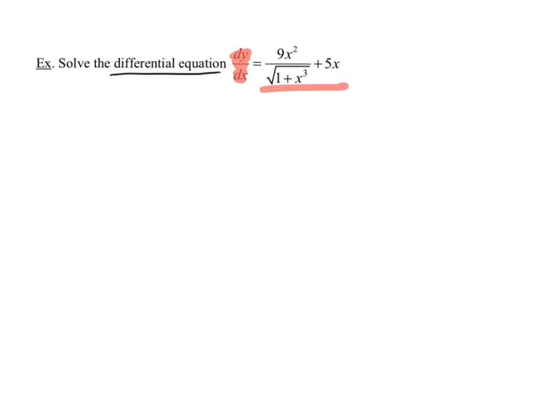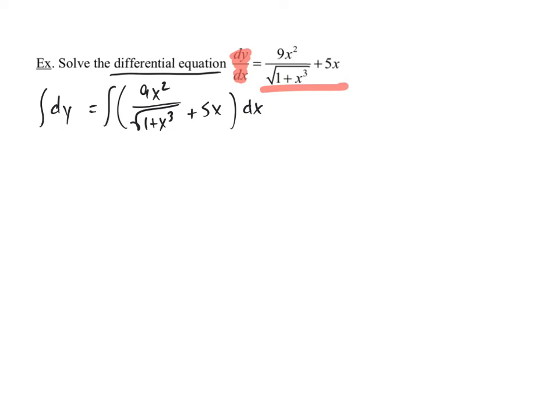Now, when we do this a little bit later in the second semester, the first step is always going to be what I call separate the variables. What that means is I want to get everything with x onto one side of the equation and everything with y onto the other side. For this particular problem, I'm going to multiply both sides of this equation by dx. So I'm going to have 9x squared over the square root of 1 plus x cubed plus 5x multiplied by dx.